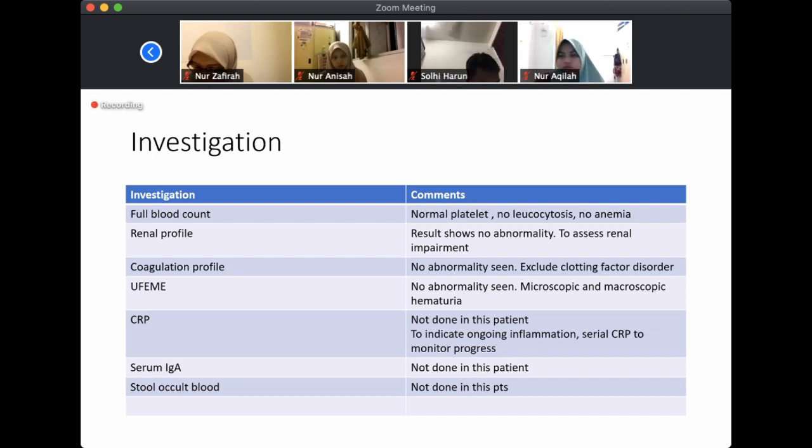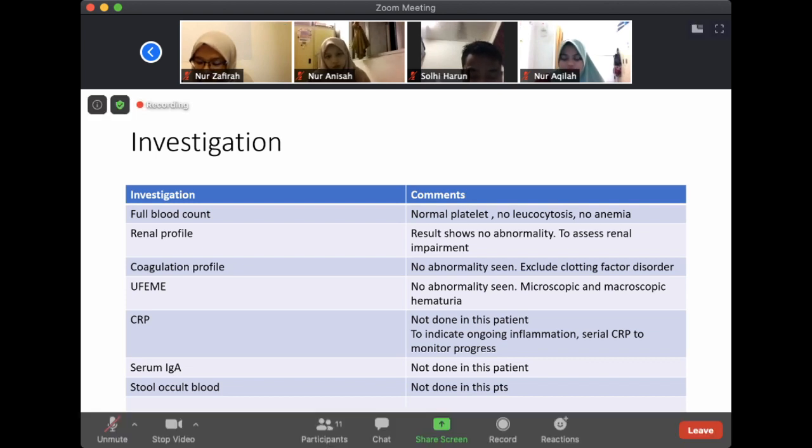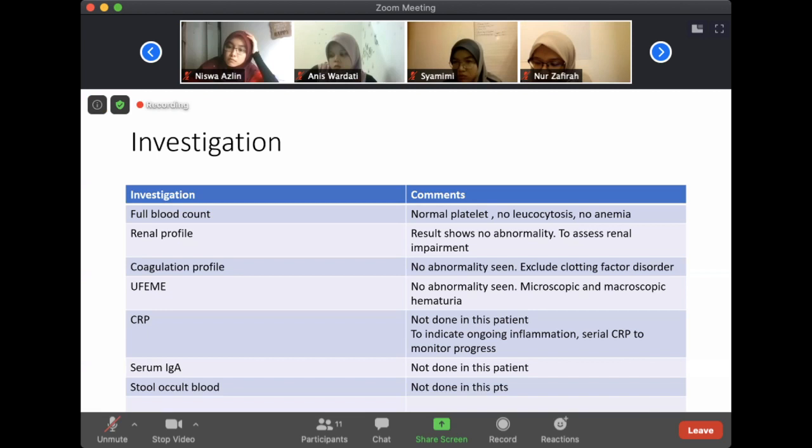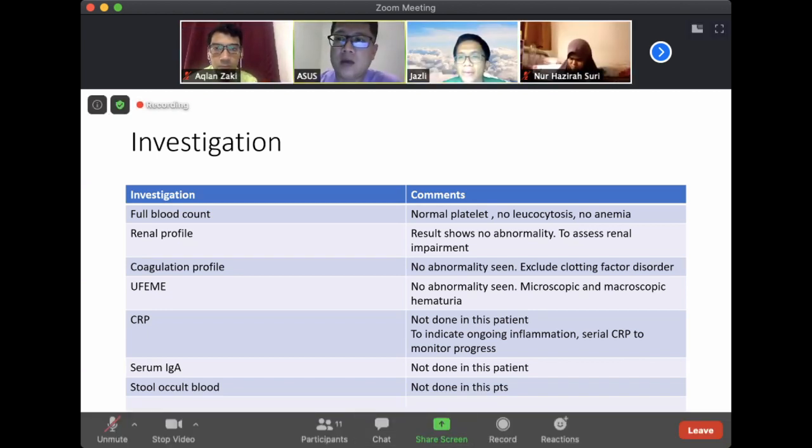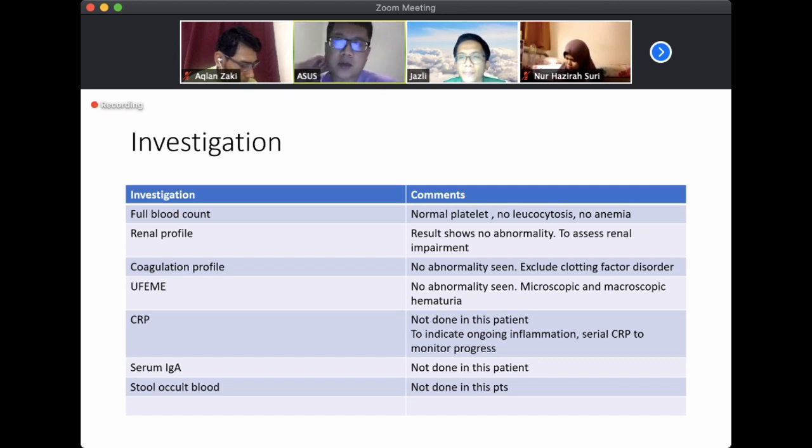Any other clinical findings that would suggest leukemia as compared to ITP? Leukemia could present with splenomegaly and hepatosplenomegaly, so organomegaly. Hepatosplenomegaly would be in acute leukemia, while in ITP they don't have hepatosplenomegaly or splenomegaly. Okay, so that's how you differentiate. All right.